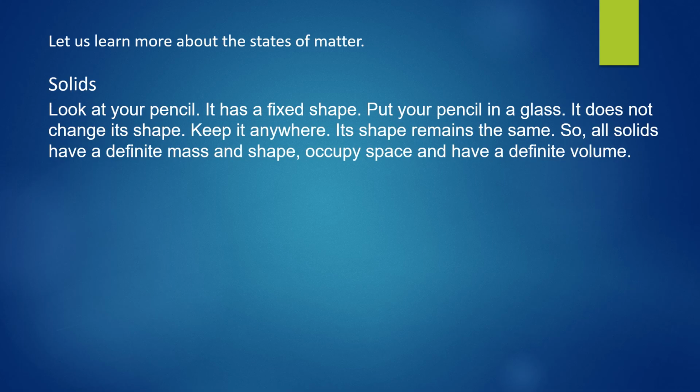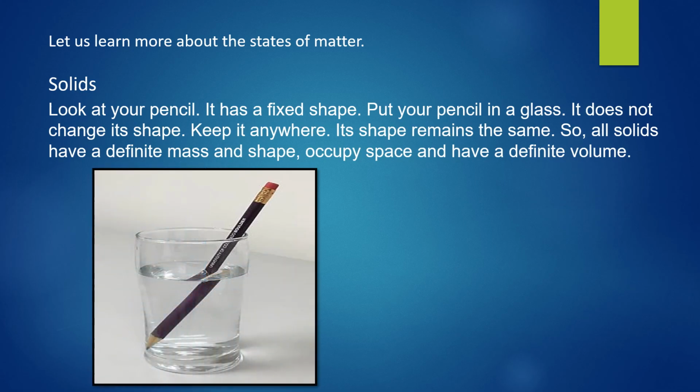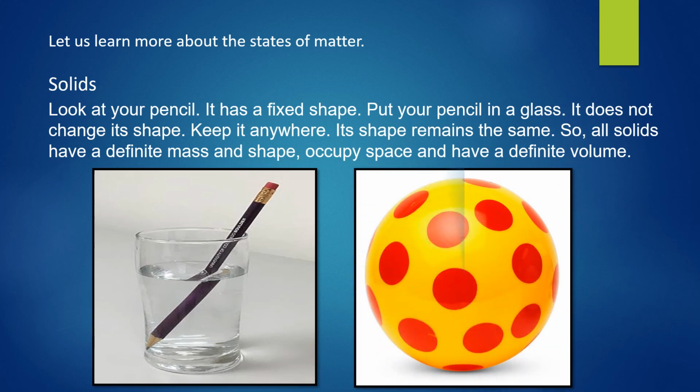Put your pencil in a glass. When you put it inside a glass, it does not change its shape. Keep it anywhere, its shape remains the same. So all solids have a definite mass and shape, occupy space, and have a definite volume. Suppose you play football, if you keep it inside a room, it definitely occupies some space. So anything that occupies space has a definite volume. Understood? So that's the thing.